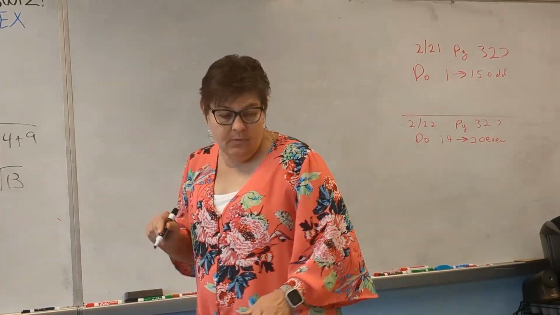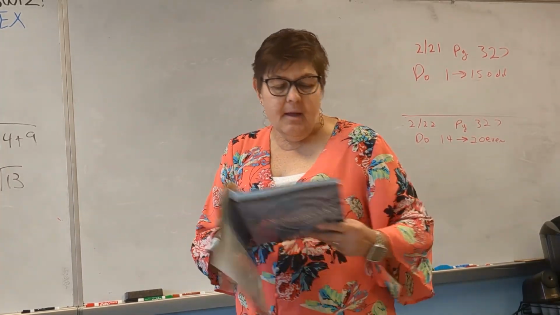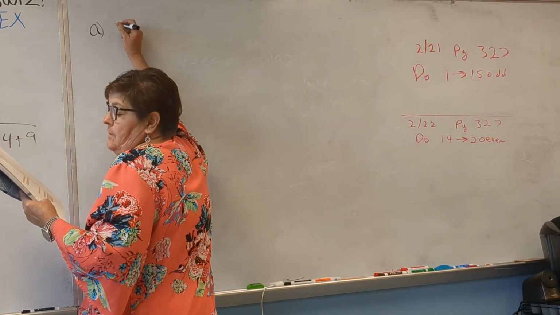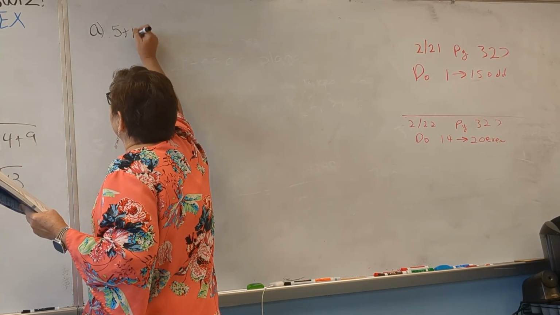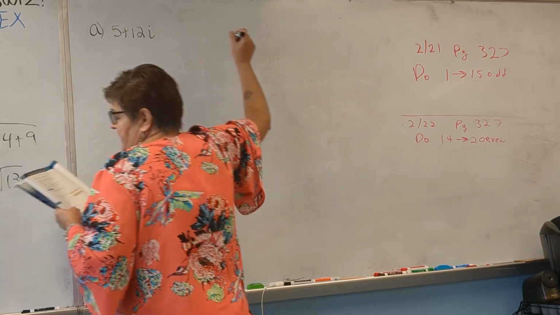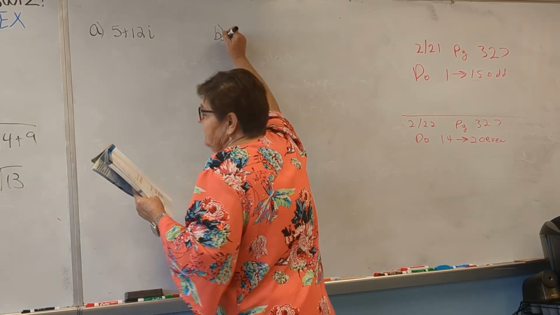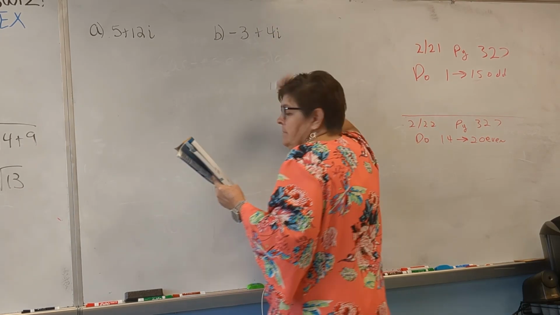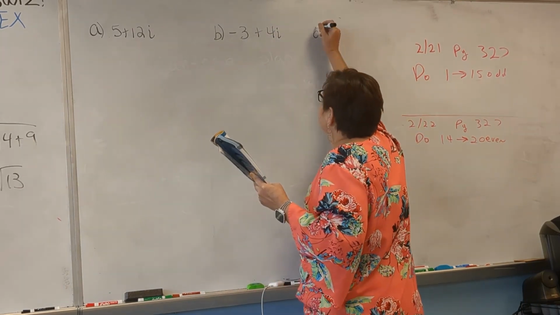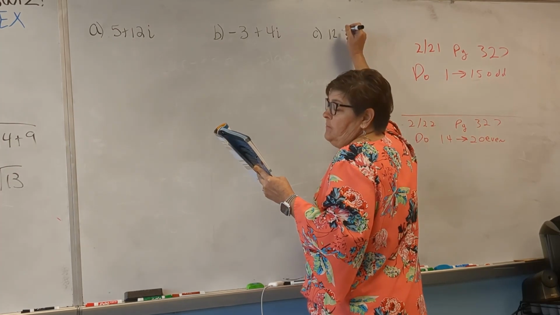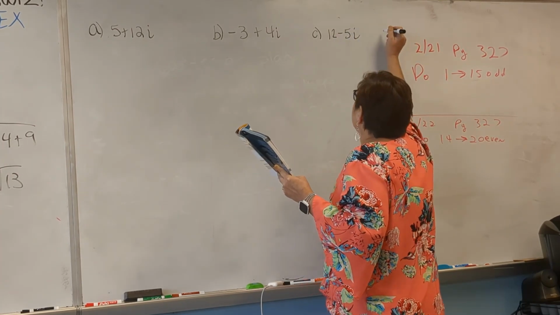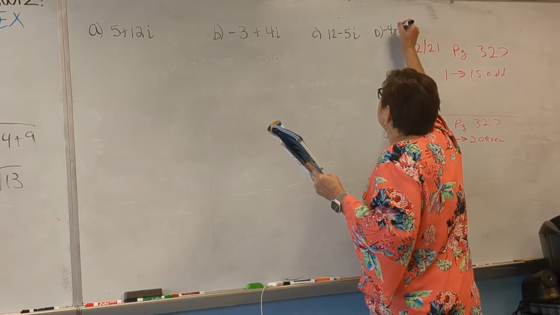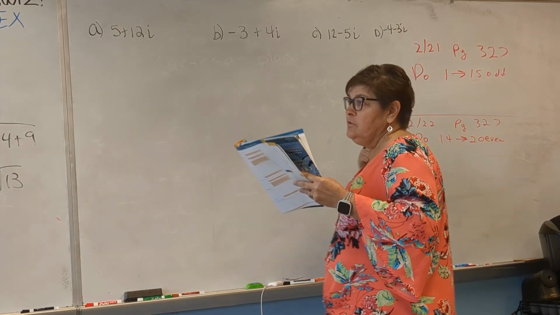Now, I'm going to give you 4 of them. We're going to work on 4 of them. So the first guy is 5 plus 12i. Let me just write them all down. The second guy, leave space. We're going to graph each one of them, but leave yourself some space to do some work with them. All right, I'll let you draw each of those.